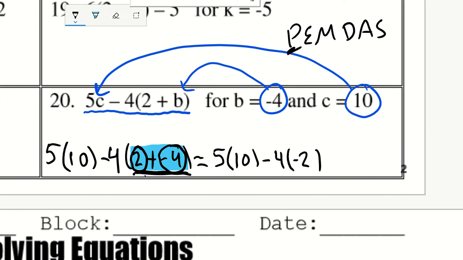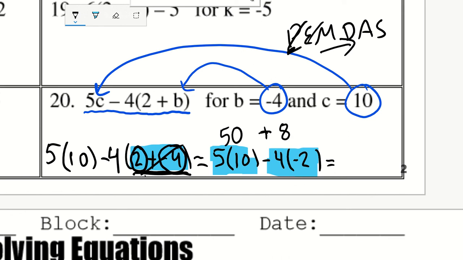Now, since we're done with the parentheses, we took care of that. Do we have any exponents? No, we don't. Multiply or divide from left to right. Now, because of space, I'm going to go ahead and work out both multiplication parts. That would be the first one. And of course, this would be the second one right here. Let me go ahead and work them out, and I'll put the value up here. 5 times 10 is 50. And then negative 4 times a negative 2. So negative times a negative is going to give me a positive. 4 times 2 is 8.